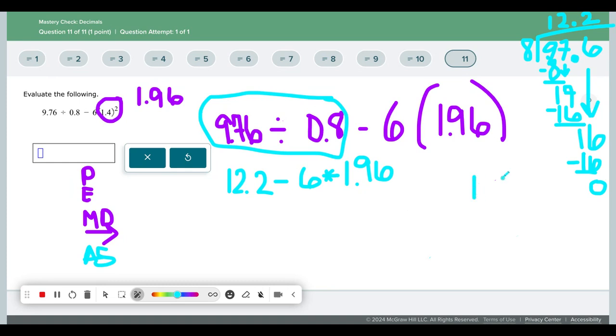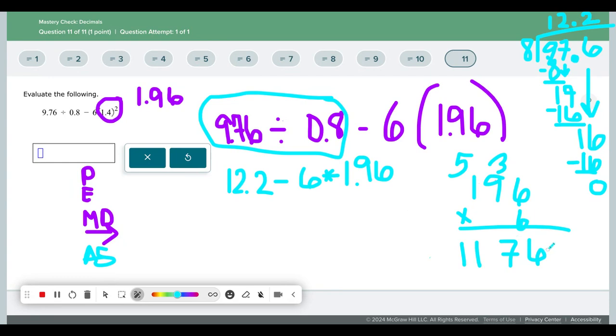So I have 196 times 6, right? I'm just going to pretend like the decimals don't exist right now. So 6 times 6 is 36. 9 times 6 is 54 plus 3 more. And then 6 times 1 plus 5 more.